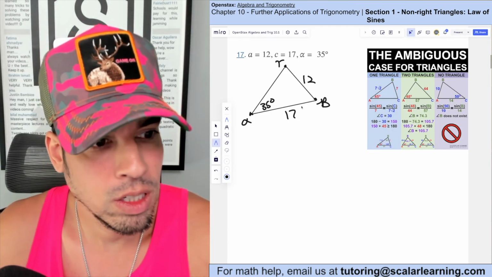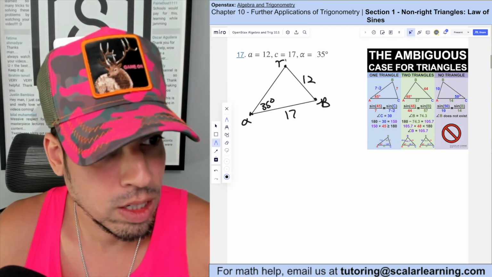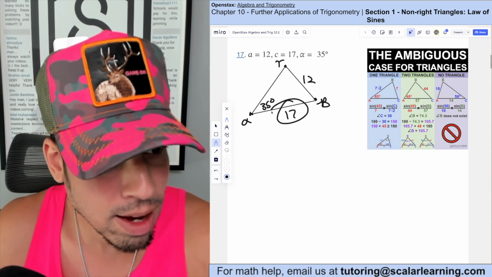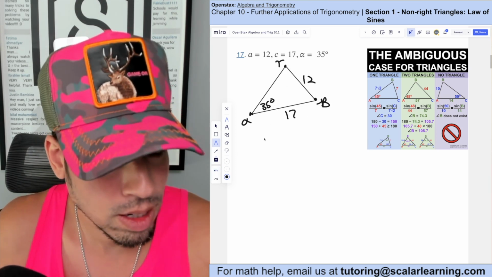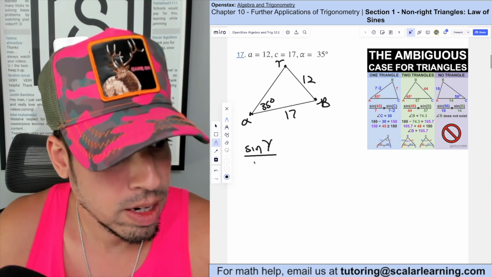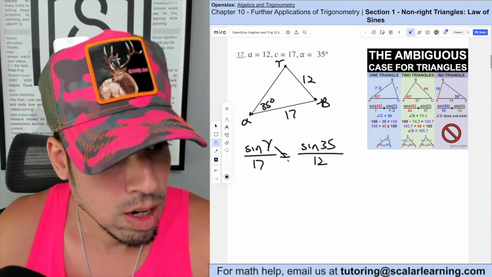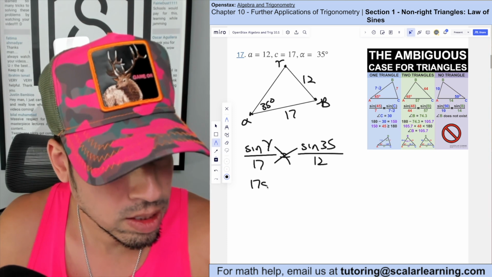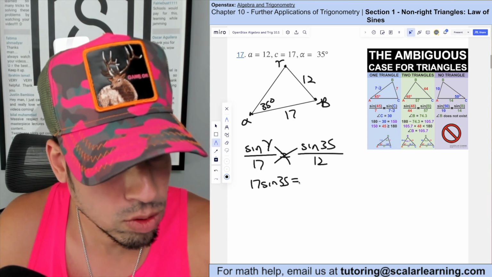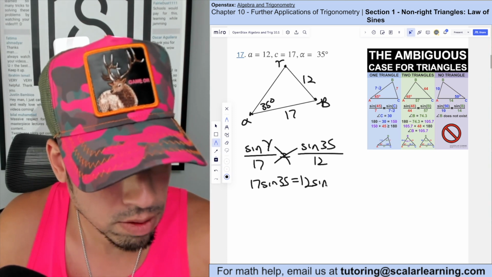All right, first things first. The first angle that we can find is going to be gamma because we have a known side opposite gamma. So let's set that up now. Sine of gamma over 17 is equal to sine of 35 over 12. Now we're going to cross multiply. We get 17 sine of 35 equals 12 sine of gamma.